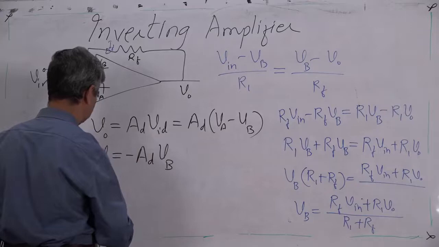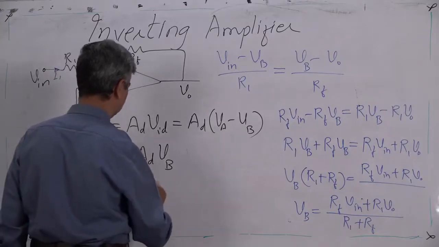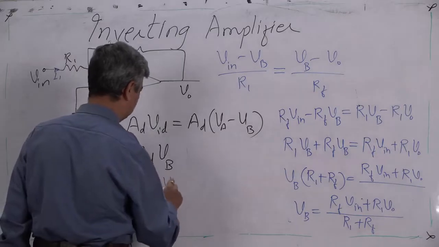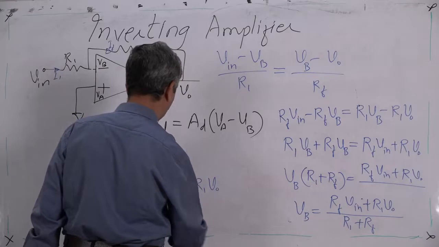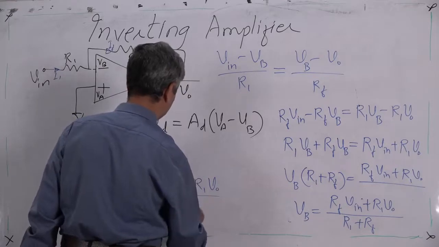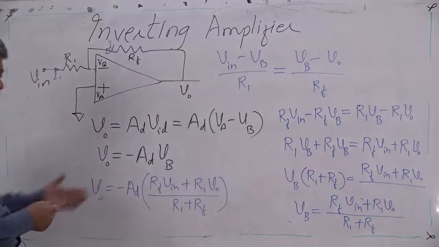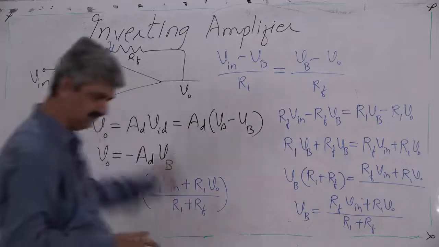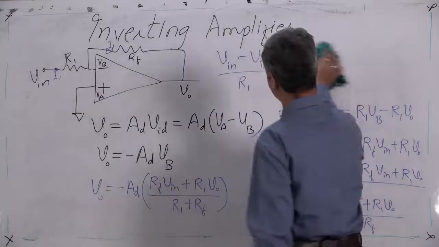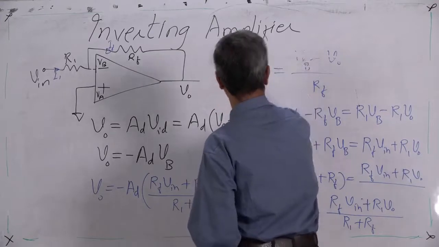So this is the VB which is here, I do not want it in my expression. So VO is equal to minus AD into the bracket RF Vin plus R1 VO upon R1 plus RF, right. And now again, as I had already stated, get rid of the denominator. I derive the equation once again, so that those who might have found some gaps in understanding will find it very comfortable.